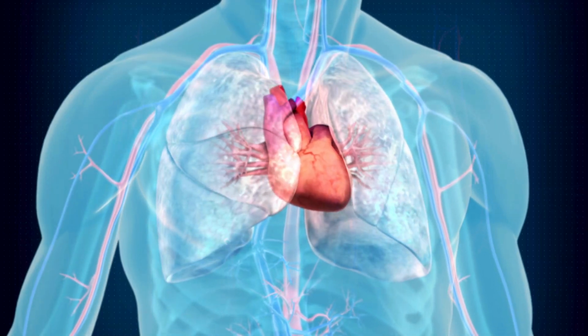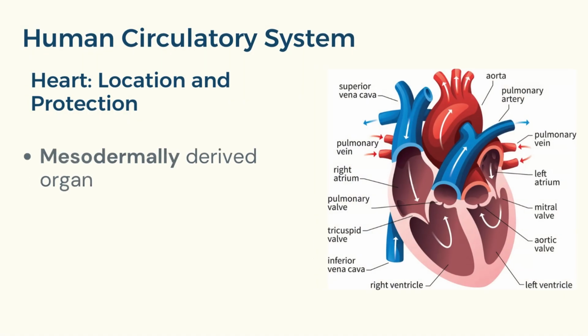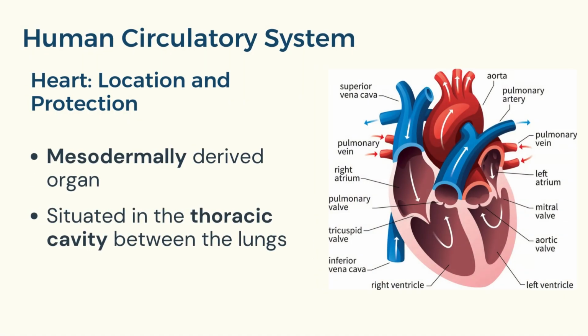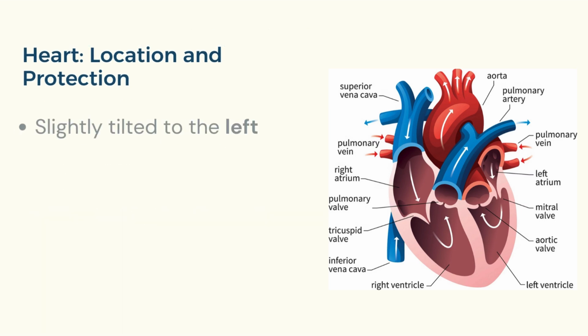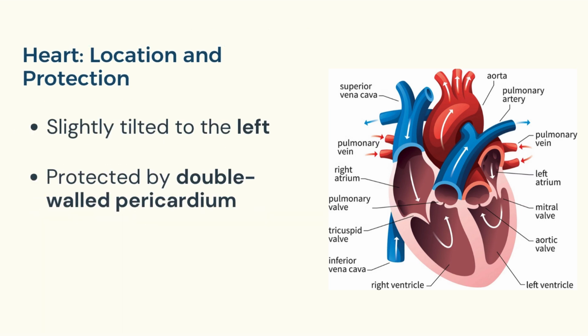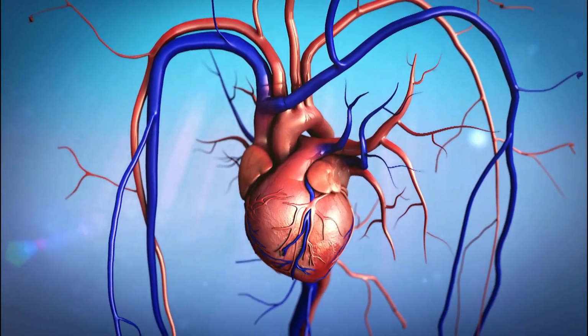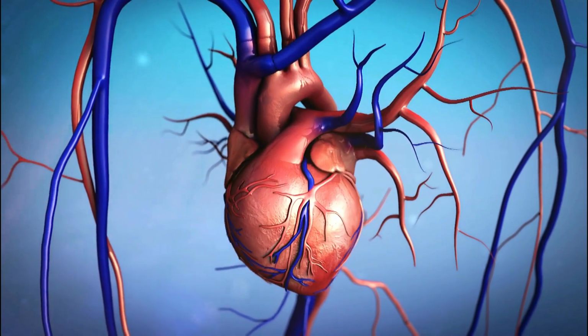Now, let's study the human circulatory system. The heart is a mesodermally derived organ situated in the thoracic cavity, between the lungs. It is slightly tilted to the left, protected by a double-walled pericardium containing pericardial fluid. Now, let's study the structure and function of the heart.